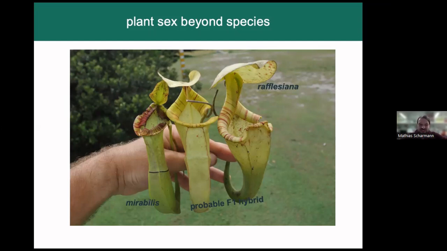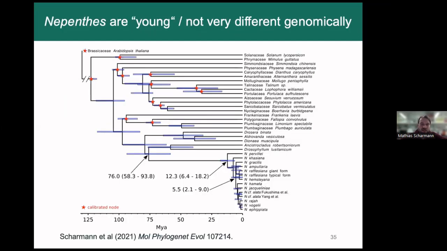This is a fascinating question that I've thought about a lot, but I haven't been able to answer. So something is preventing them from just blending together. But why can they do that? Part of the answer is that Nepenthes are a quite young genus. So here is a phylogenetic tree depicting how we think Nepenthes are related to each other and to other species.